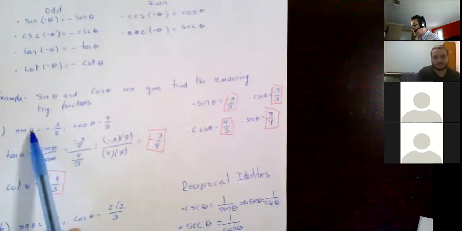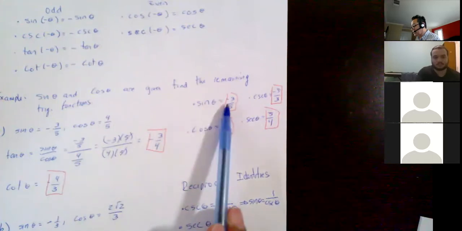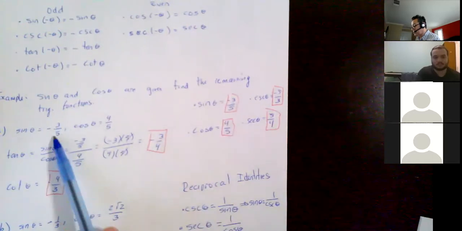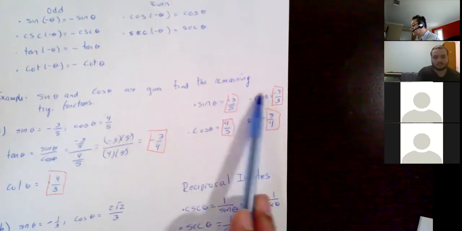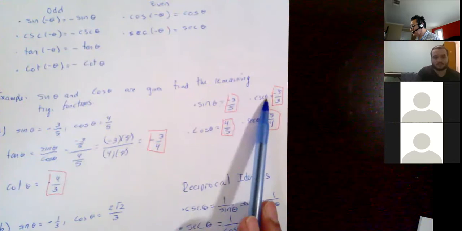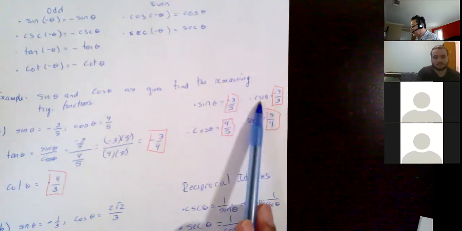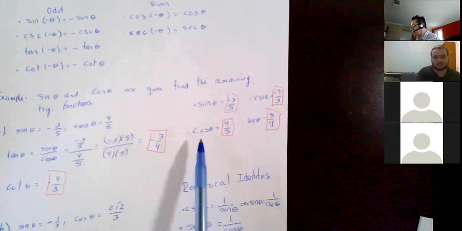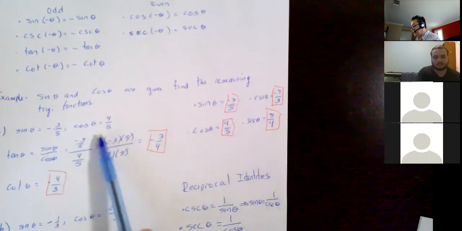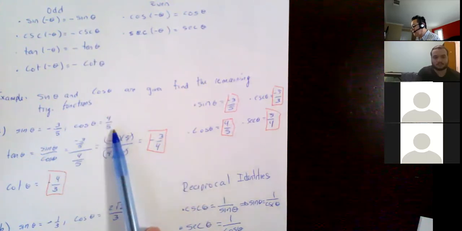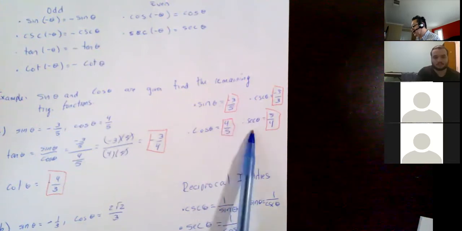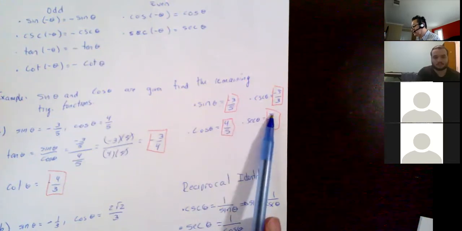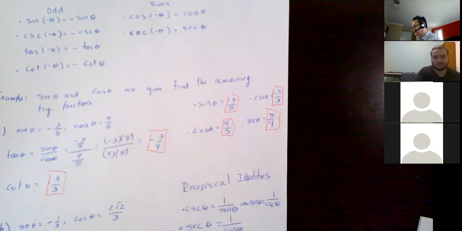Since we already have the sine and cosine, the sine is -3 over 5, which is given already. In order to find the cosecant, which is the reciprocal of the sine, all I have to do is switch the order of these two values. So the cosecant will be -5 over 3. Again, the cosine is given, which is 4 over 5. The reciprocal of the cosine would be secant, which is 5 over 4. Alrighty?